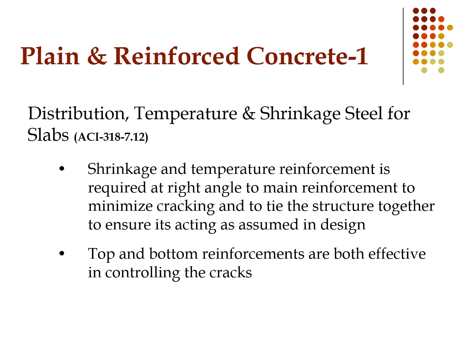Now the other reinforcement which we apply perpendicular to the main reinforcement, that we call distribution steel, or temperature steel, or sometimes shrinkage steel for slab. Shrinkage and temperature reinforcement is required at right angle to the main reinforcement to minimize the cracking and to tie the structure together to ensure it's acting as assumed in design. Top and bottom reinforcement are both effective in controlling the cracks. So this is the purpose: in order to control the crack, we provide distribution steel.